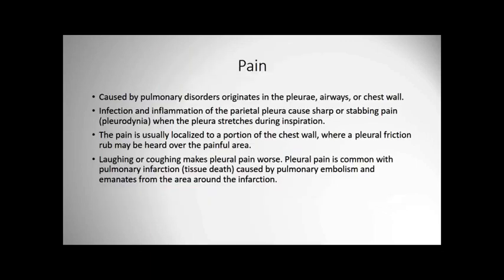Well, pain is another thing that can appear in people with pulmonary disorders. When people have chest pain, we have to look at many different reasons: cardiovascular, pulmonary, neuromuscular, mechanical, chest wall problems. Pain can be produced by diseases that originate in the pleura, in the airways, or simply in the chest wall. For example, infection and inflammation of the pleura will produce a sharp or stabbing pain called pleurodynia that occurs when the pleura stretches during inspiration.